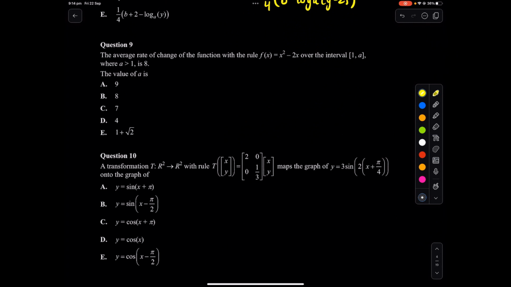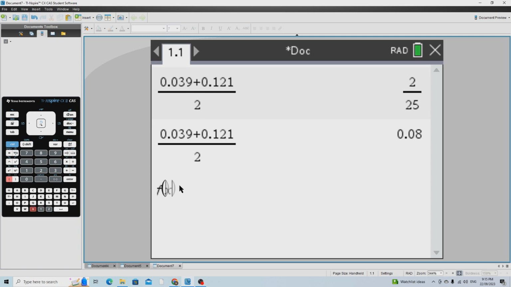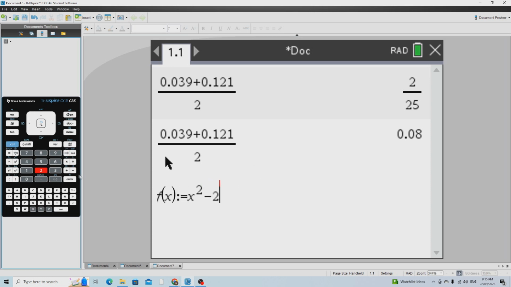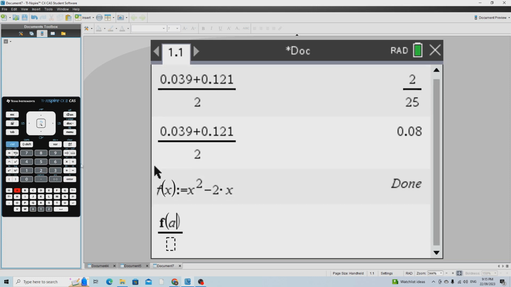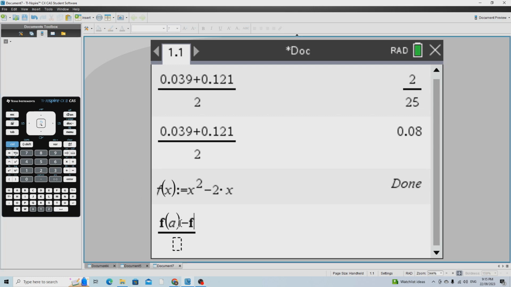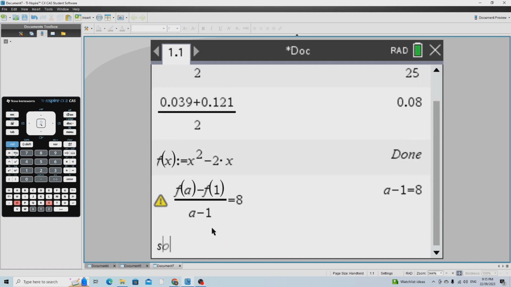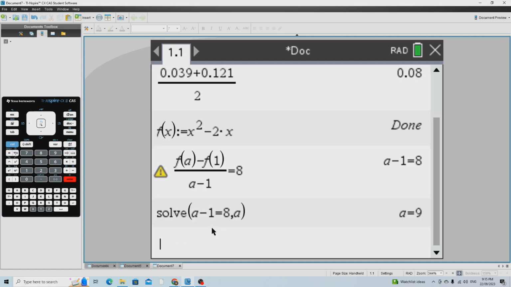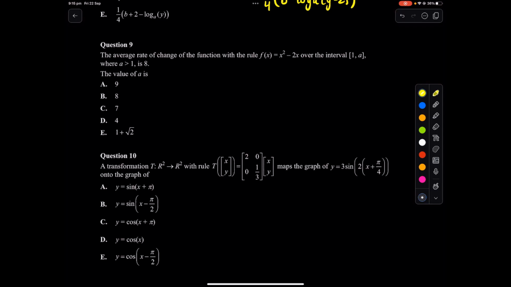Question 9. The average rate of change of the function with the rule this over the interval this, where a is greater than 1, is a. Find the value of a. Very nice and easy. I'll just use my calculator. If I define the function f of x as x squared minus 2x, we know that the rate of change from f of a minus f of 1, over a minus 1, should equal a, and we can solve this for a. We know a is greater than 1, so a equals 9. Choose A as your answer.